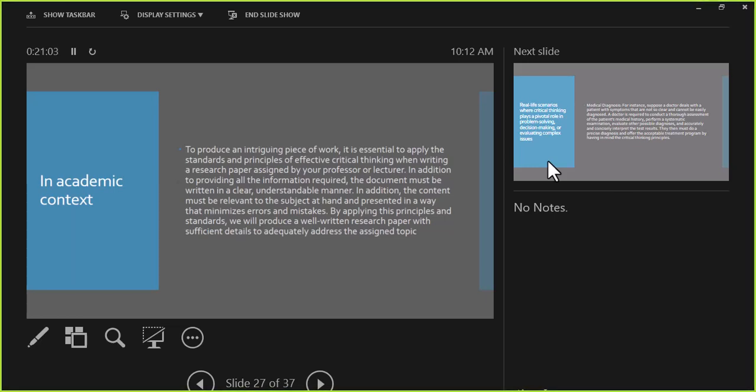By applying these principles and standards, we will provide a well-written research paper with sufficient detail to adequately address the assigned topic. Basically, by applying the standards and principles that we know about critical thinking, we can produce such a well-made and well-thought paper. And in a business context, let's consider a case where a firm has to choose whether to invest in a marketing plan amid failing sales. The marketing unit proposes a social campaign. However, the financial unit objects due to financial restrictions.